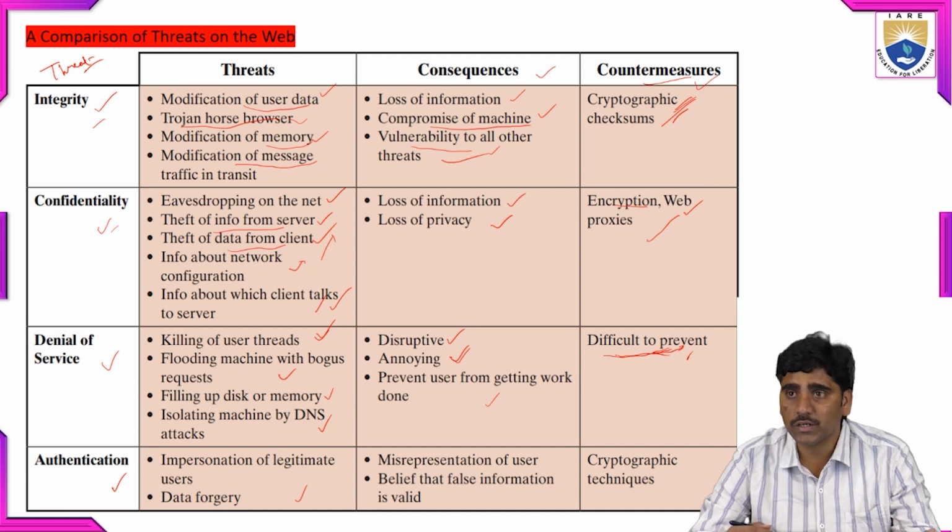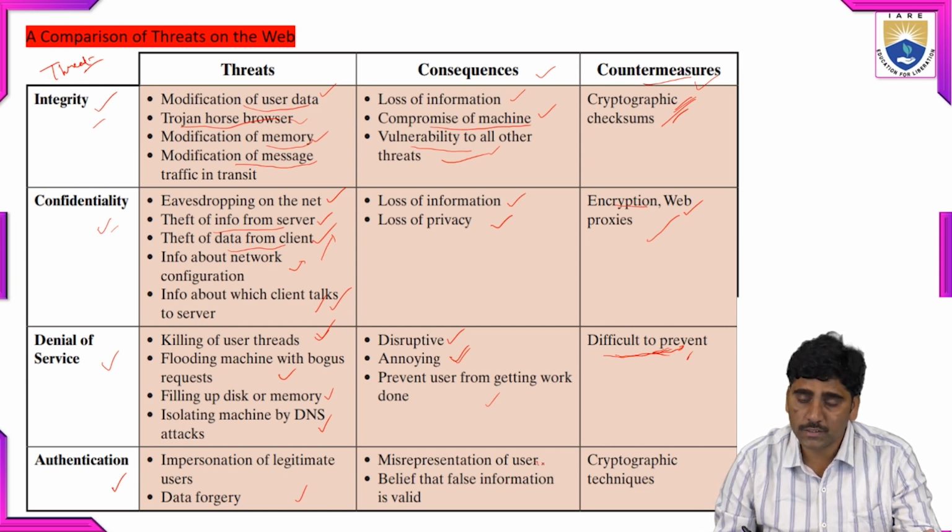And the consequences. What are the consequences we face from an attack on this authentication threat? Misrepresentation of the user. They show user information irrespective of other users, and people believe that false information is valid, making forgeable information be taken as true.